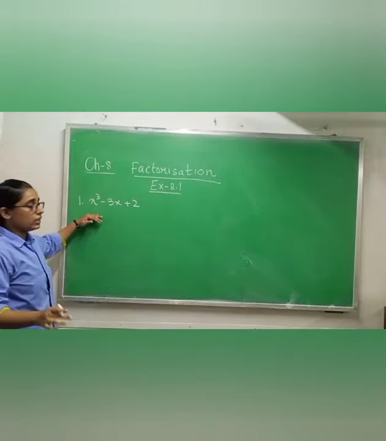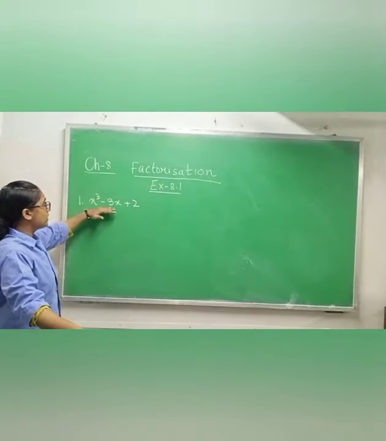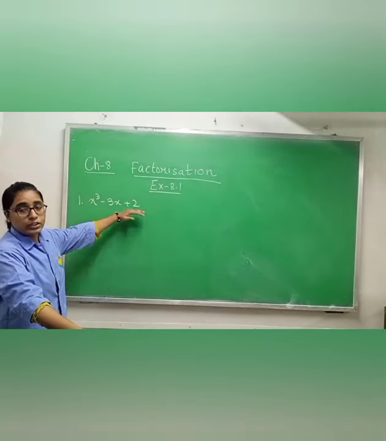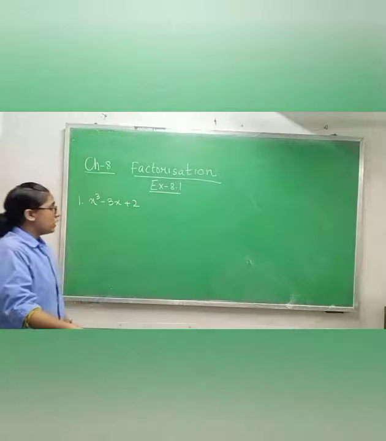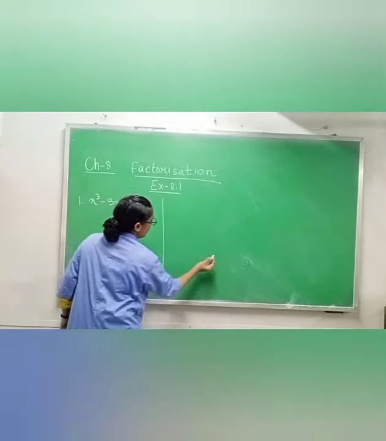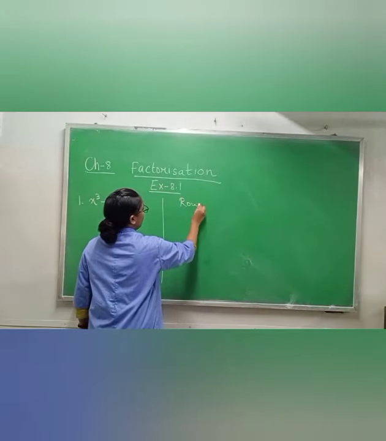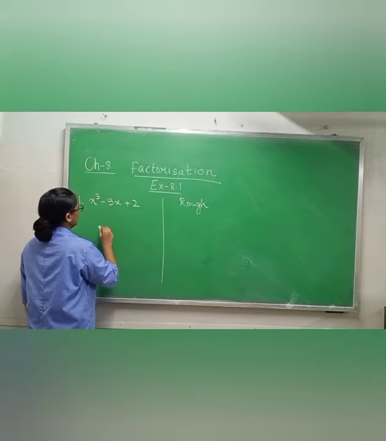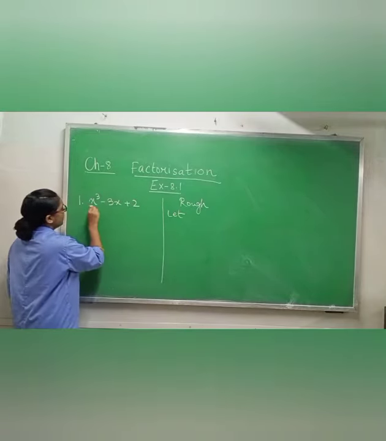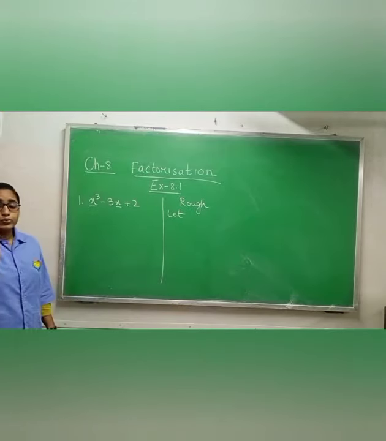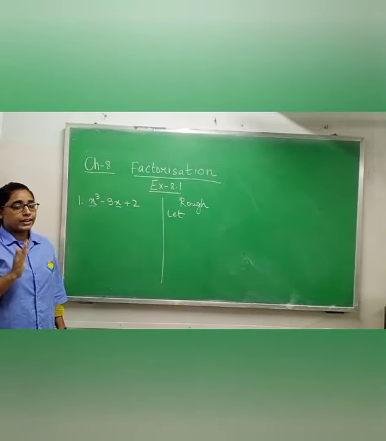In question number 1, it is written x cube minus 3x plus 2. You have to factorize this one. Now, how will you factorize? First of all, make a rough column. In the rough column, you have the variable x, so first of all you will let the x value.